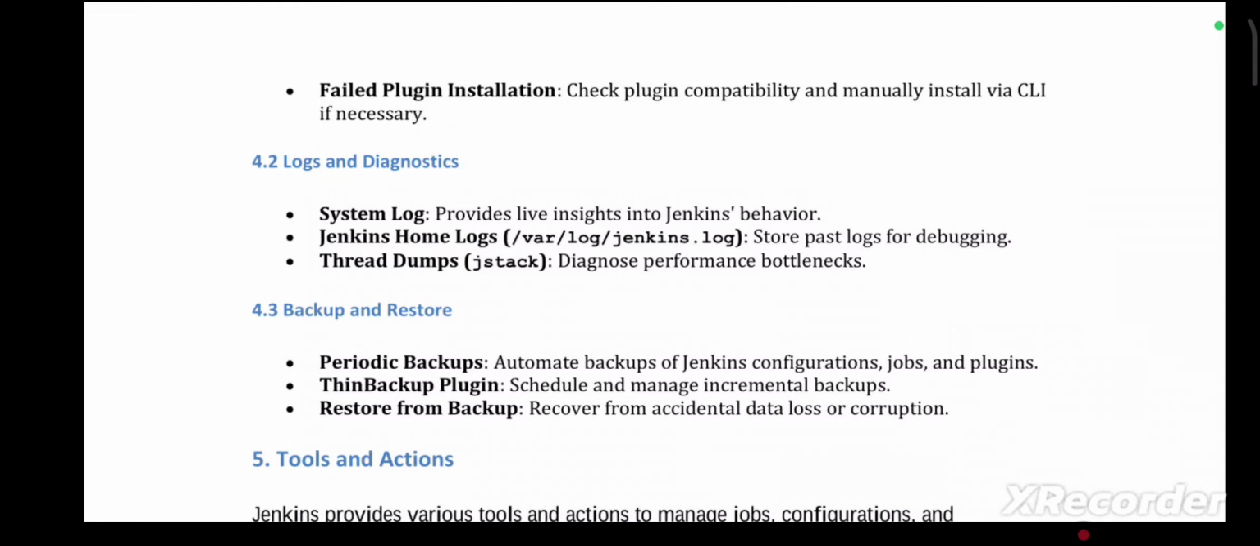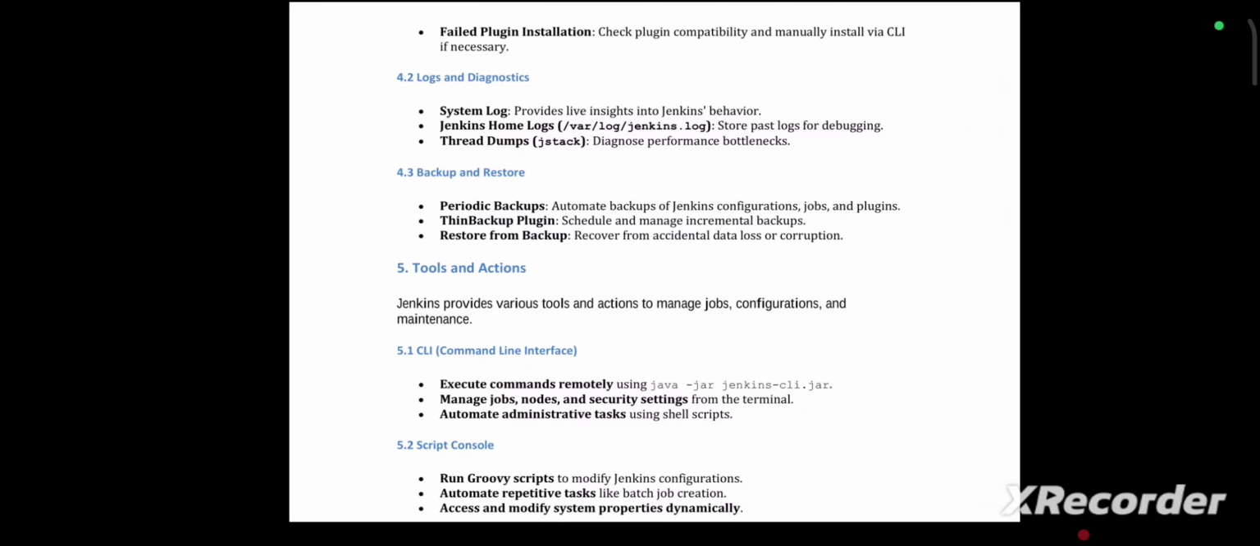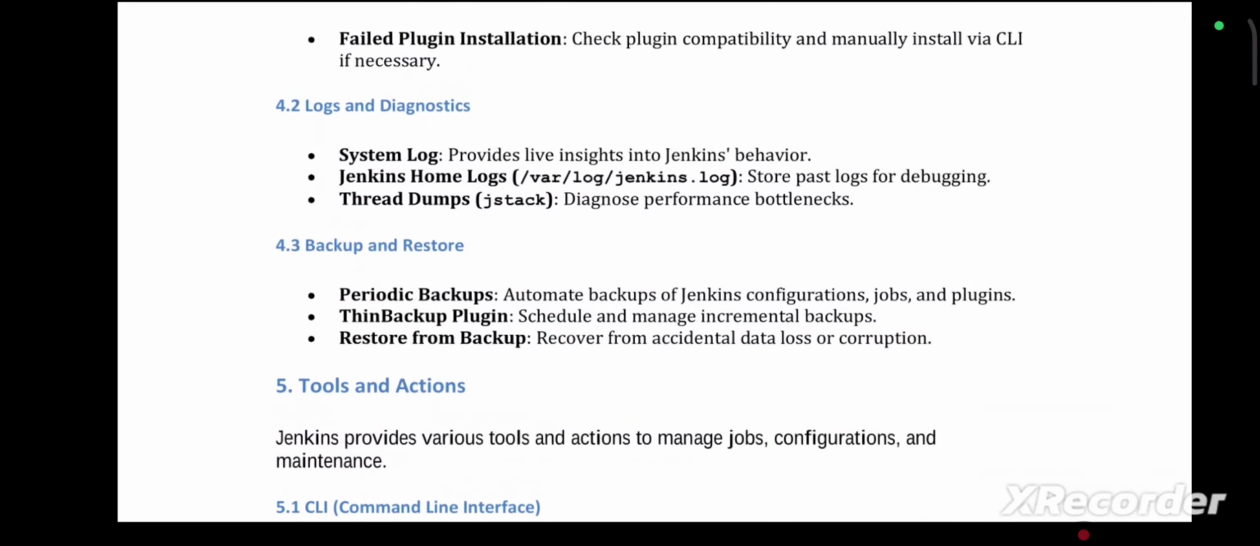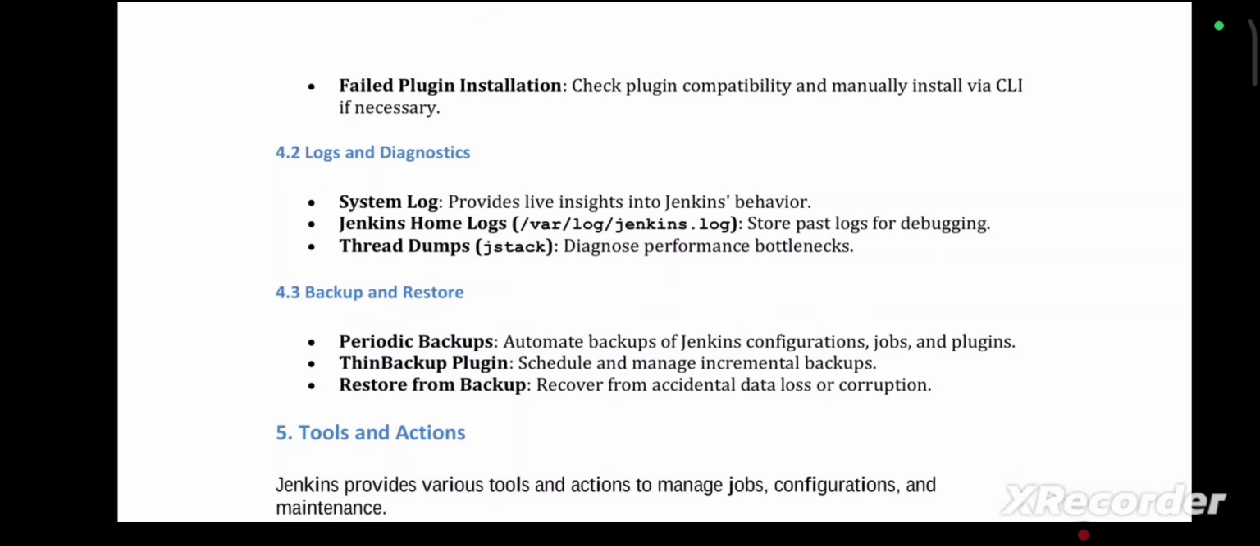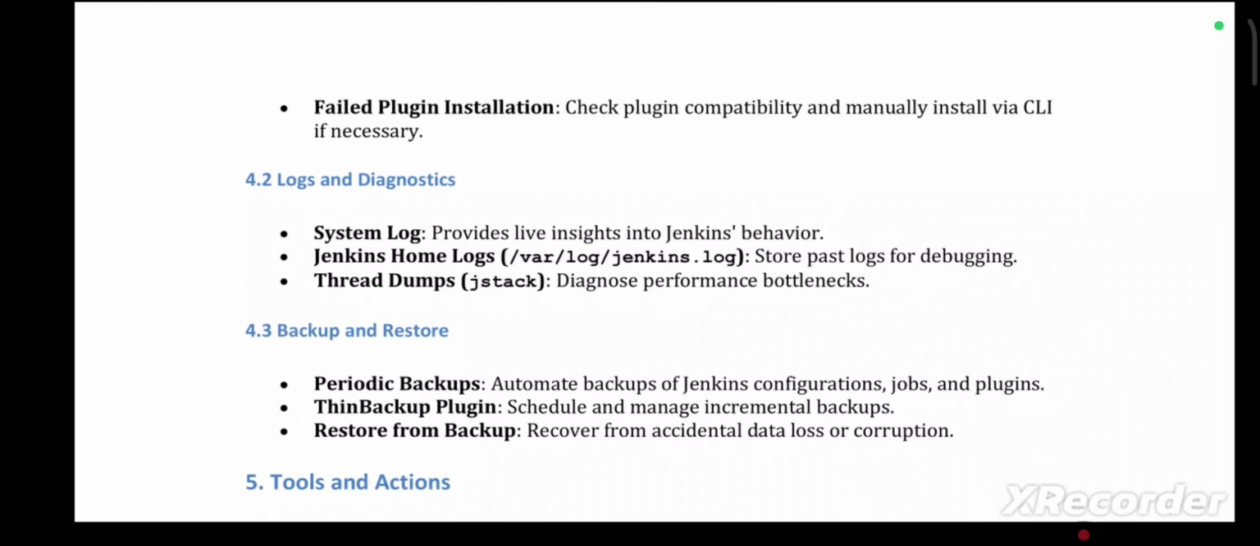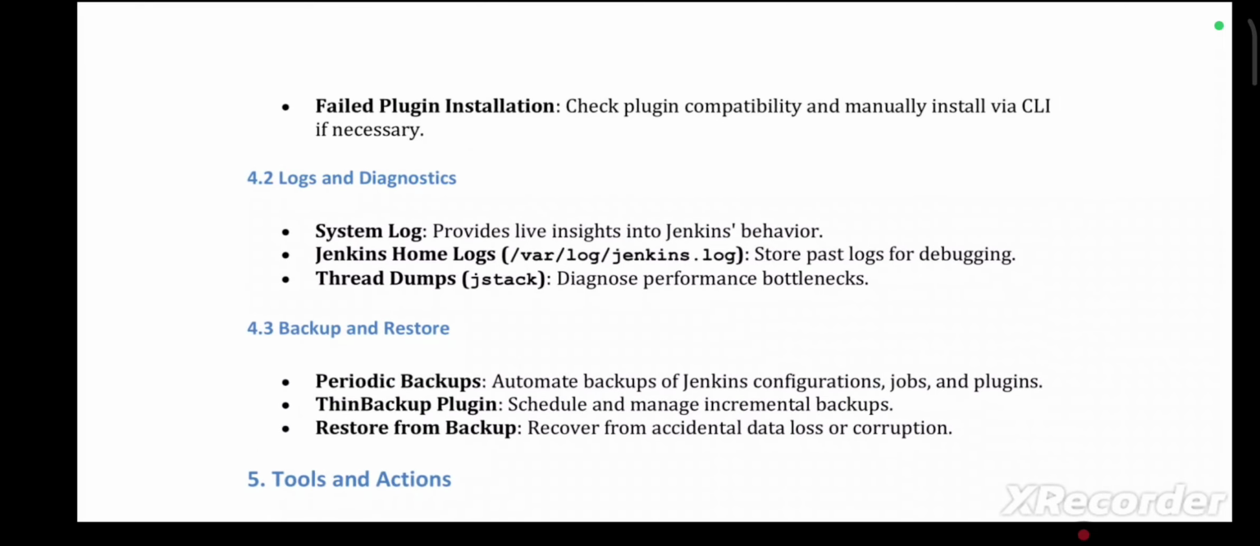And the second thing was logs and diagnostics. Here, system logs will provide live insights into the Jenkins behavior. In Jenkins home logs, the path was the default path, where the jenkins.log file is, and in that jenkins.log file, it will store past logs for debugging purposes. And thread dumps, JStack we can say, will diagnose the performance bottlenecks.